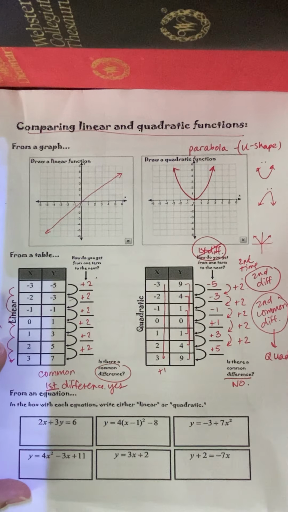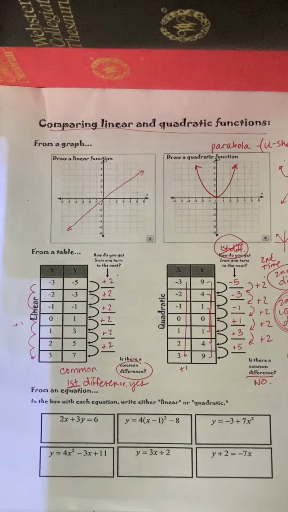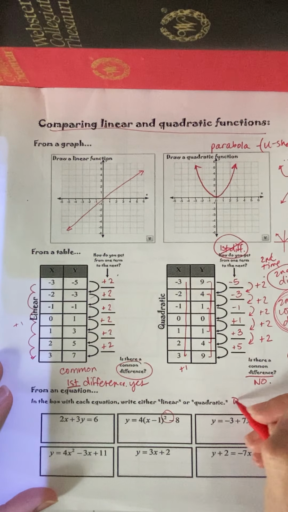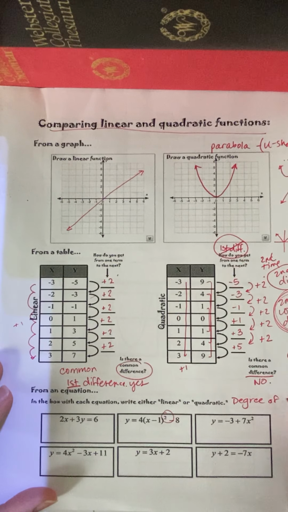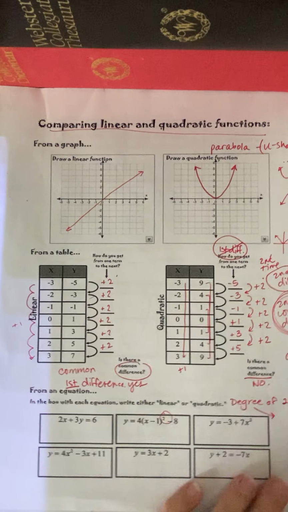Okay, so from a graph, it has to be a parabola. From a table, you have to have a second common difference. And then from an equation, we know that we're looking for a degree of 2. And degree, remember, does not just mean there's an exponent of 2.